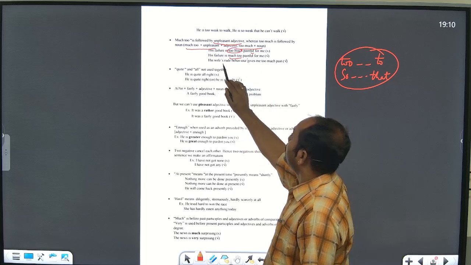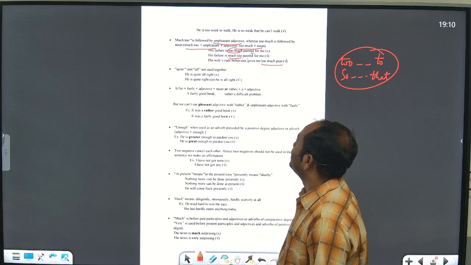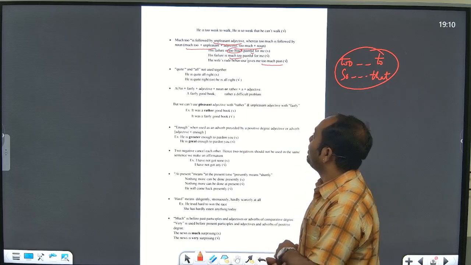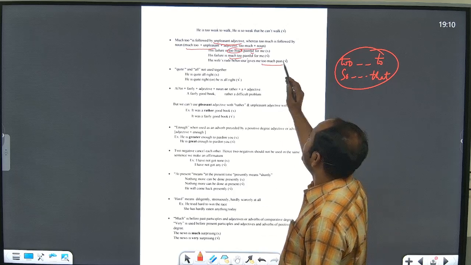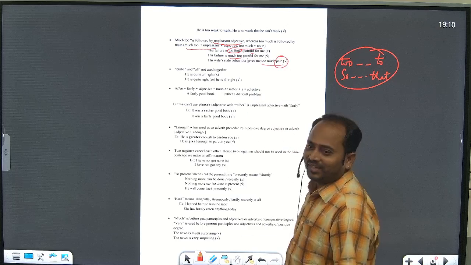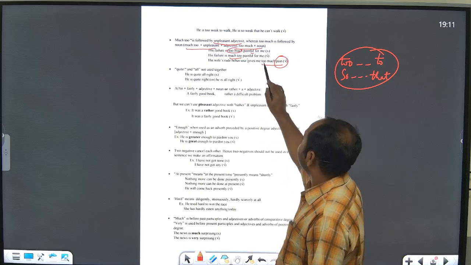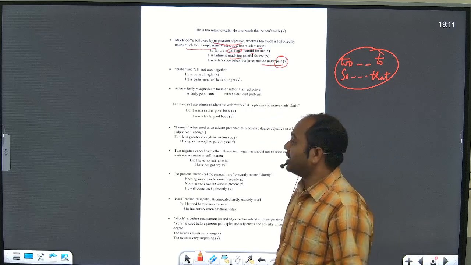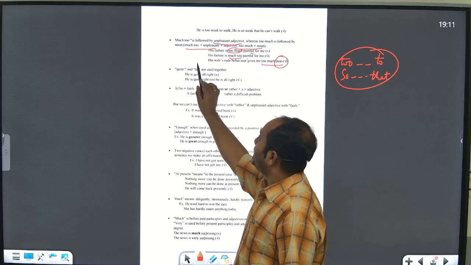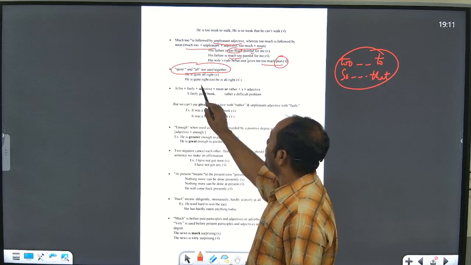And his wife's rude behavior gives me too much pain. Okay, too much is given only before a noun. If an adjective is given, use much too. If a noun is given, use too much. Simple definition here.